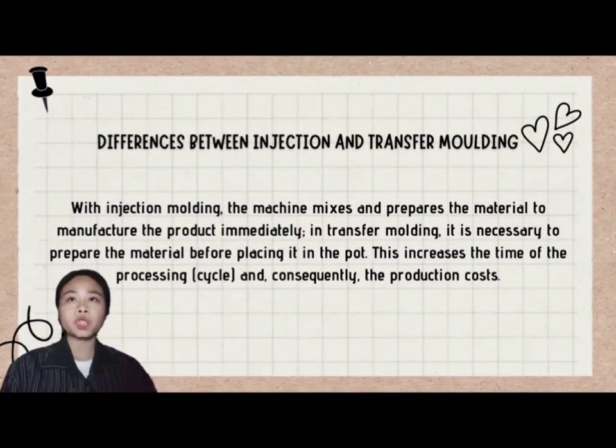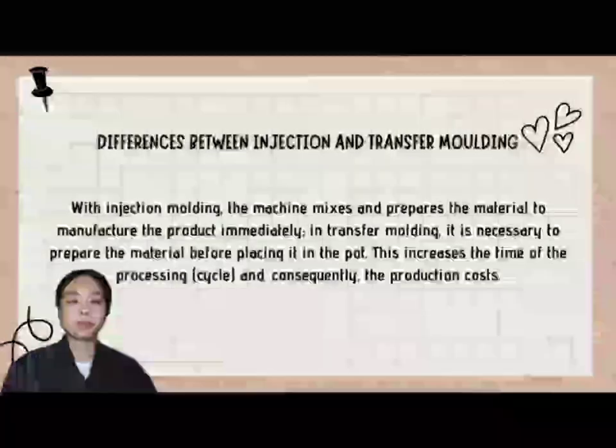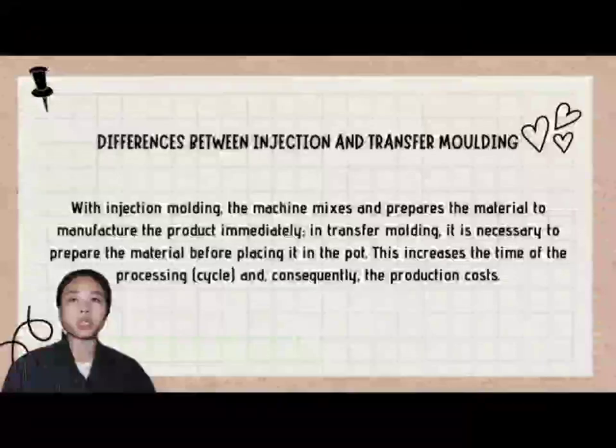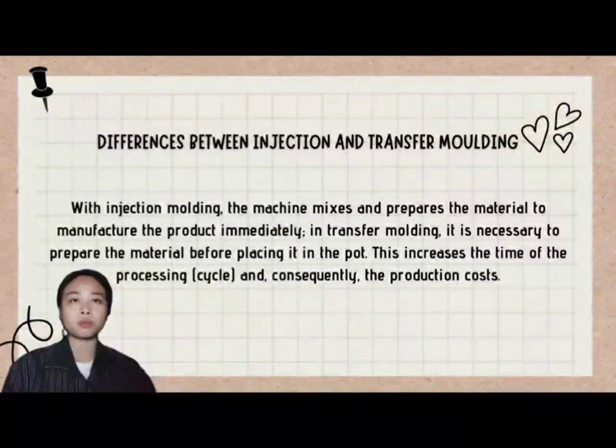Difference between injection and transfer molding. With injection molding, the machine mixes and prepares the material to manufacture the product immediately. In transfer molding, it is necessary to prepare the material before placing it in the pot. This increases the processing cycle time and consequently the production cost.